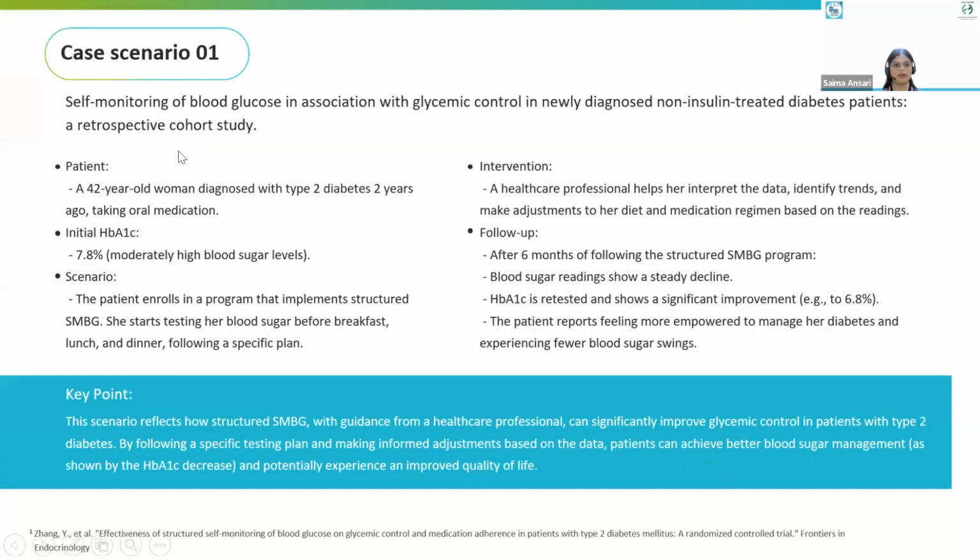So here is a case scenario: a 42-year-old woman diagnosed with type 2 diabetes 2 years ago, taking oral medication. Initial HbA1c was 7.8, and the patient enrolled in a program that implemented structured blood glucose monitoring. She started testing her blood glucose before breakfast, lunch, and dinner, following a specific plan. After 6 months of following the structured SMBG program, blood sugar readings had shown a steady decline, and HbA1c was retested and showed a significant improvement. The patient reported feeling more empowered to manage her diabetes and experiencing fewer blood sugar swings.